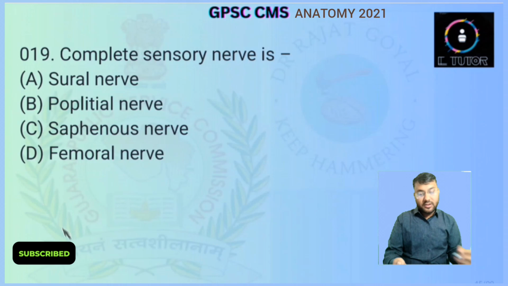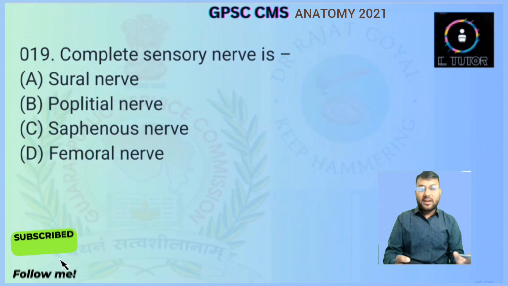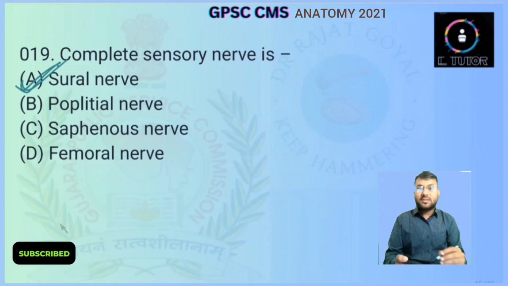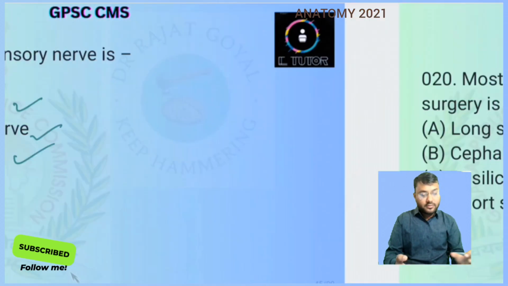Complete sensory nerve is. So complete sensory nerve is that nerve which does not supply any muscles. So here answer will be sural nerve, which is a complete sensory nerve and it will not supply any muscle. Popliteal nerve will supply the muscles. Saphenous also supplies, and the femoral of course it will supply. So here answer will be sural nerve, which is a complete sensory nerve.